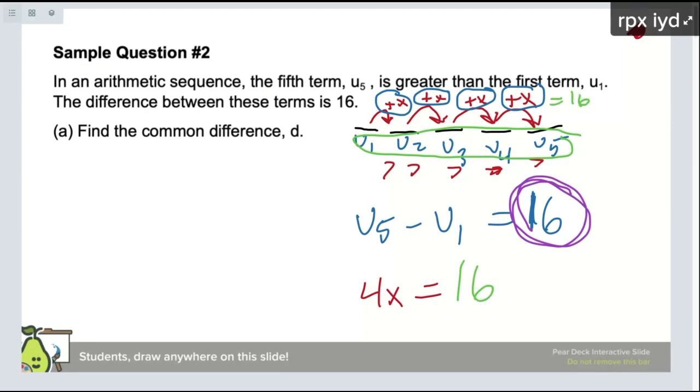So to get x, it must equal 4. You just divide. So correct, d is 4.